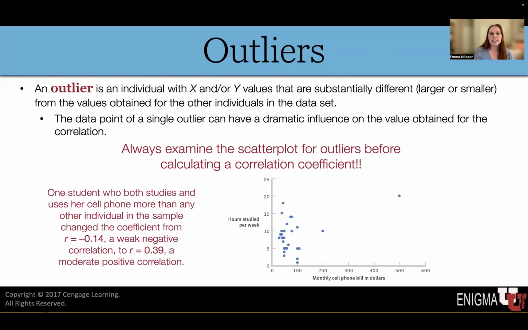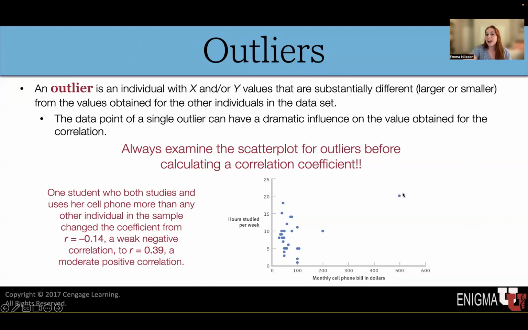An outlier is an individual with either X or Y values or both that are substantially different, either much bigger or much smaller than the values that were obtained for the other individuals in your data set. It generally looks like this. We can see that this point has a much higher X and a much higher Y value than the rest of these data points. And so that's another reason why it's so important to examine our scatter plots for outliers before we calculate a correlation coefficient.